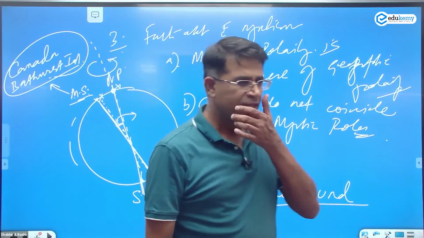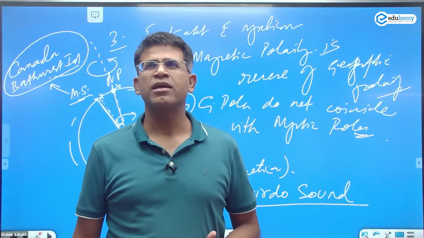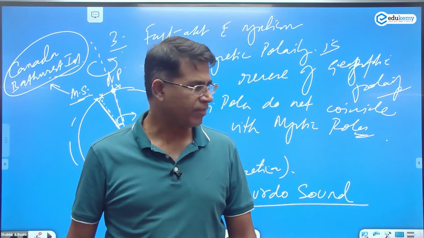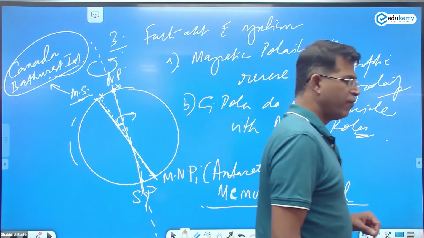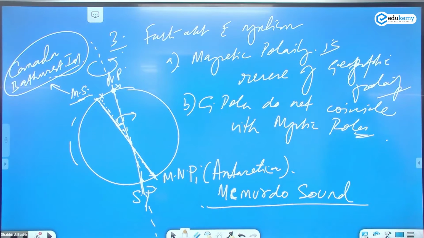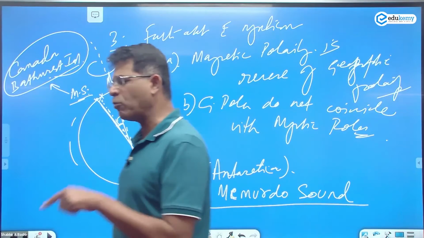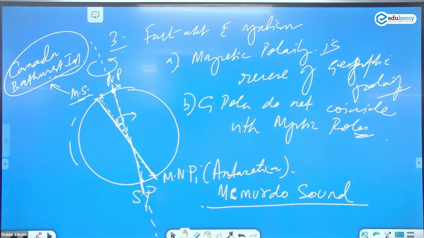Hence the magnetic compass is not a reliable tool for navigation, because it points to the magnetic poles and not the true north and south pole.